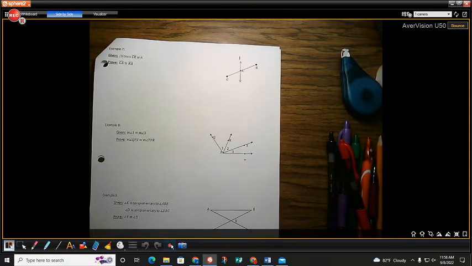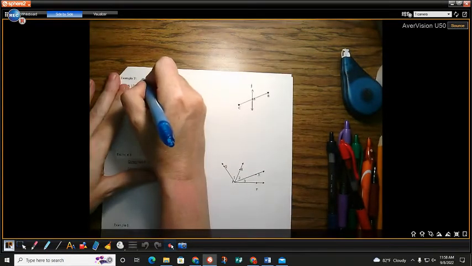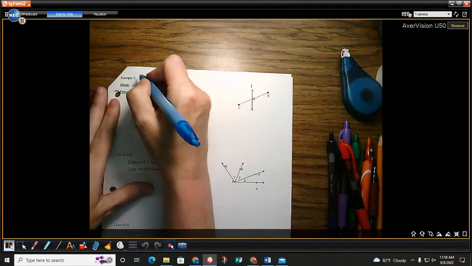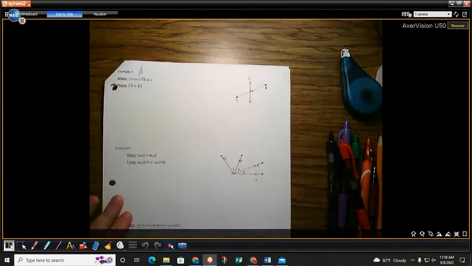How do you do bisect? You can either write the word bisects or the symbol bisect. Remember when you bisect, you cut something in two? You cut it in two.